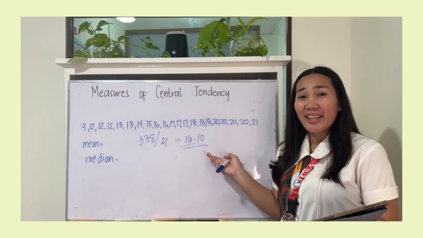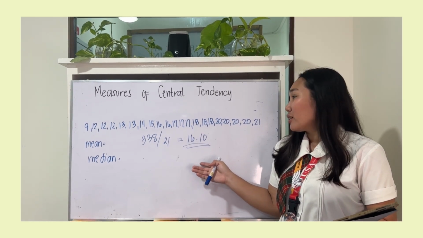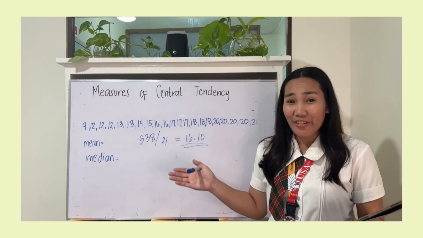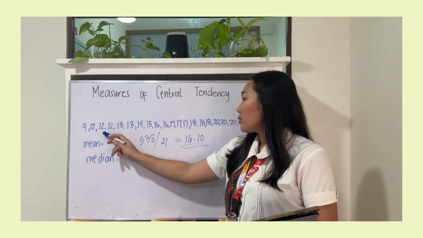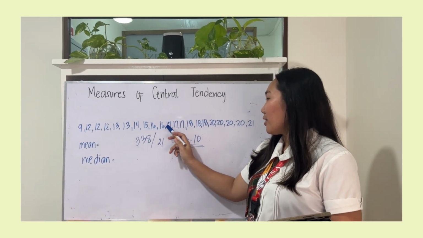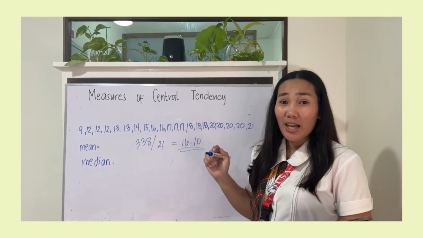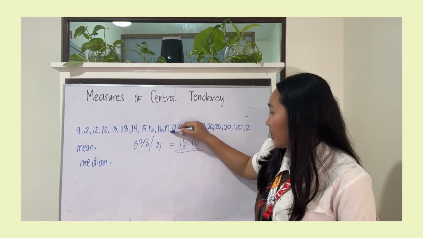So now, let's find the median. So since ang data natin is odd number, so hahanapin na lang natin yung ika-11th place. So 1, 2, 3, 4, 5, 6, 7, 8, 9, 10, 11. So the median is 17.